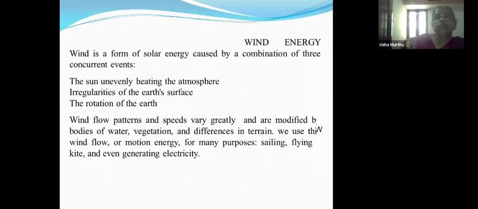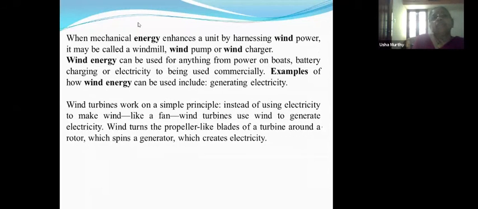We use this wind flow, the motion energy, for many purposes. That is, sailing, flying a kite, even generating energy. When the mechanical energy is harnessed from wind power, the unit will be called a windmill, wind pump, or a wind charger. Wind energy can be used for anything from power on boats, battery charging, to electricity being used commercially. Examples of how wind can be used include generating energy.